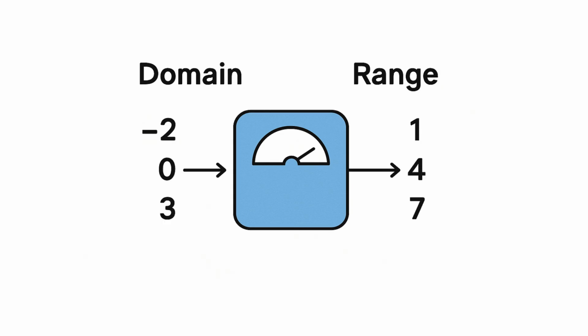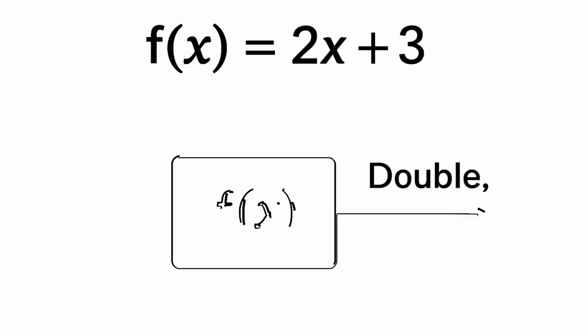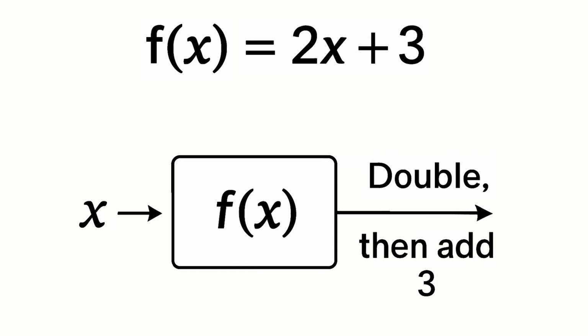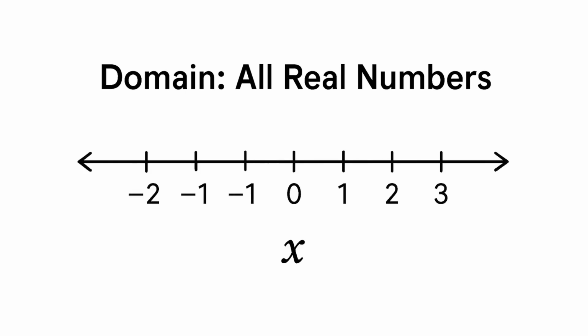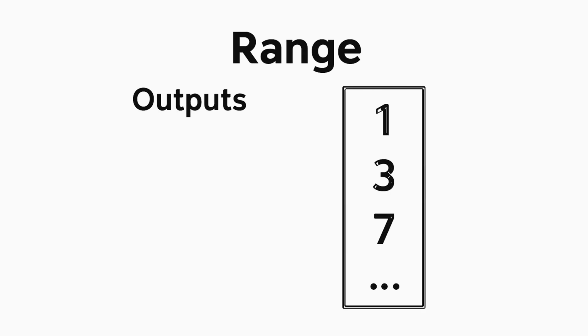Here is a simple example. Imagine a function f that takes a number x and doubles it, then adds 3. We write this as f of x equals 2x plus 3. You can pick any number you like for x. Negative numbers, 0, big numbers, small numbers. So the domain is all real numbers. When you plug in those numbers, you get outputs like 1, 3, 7, and so on. Those outputs together form the range.